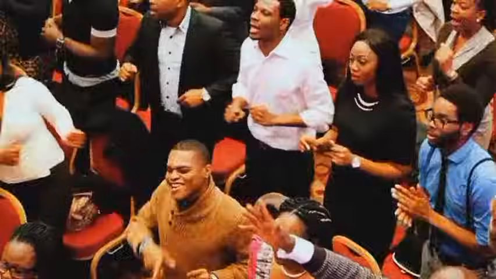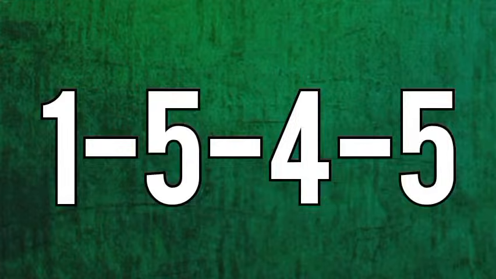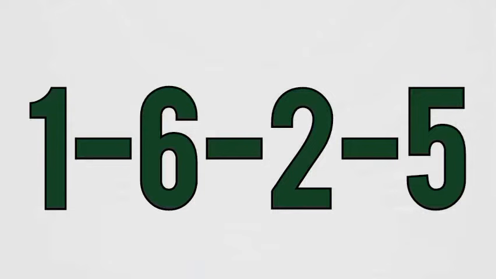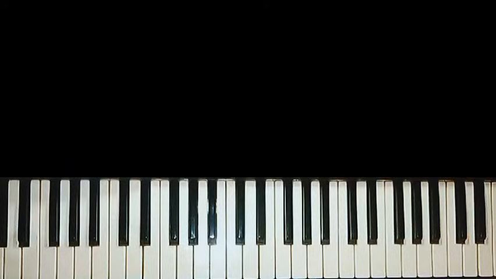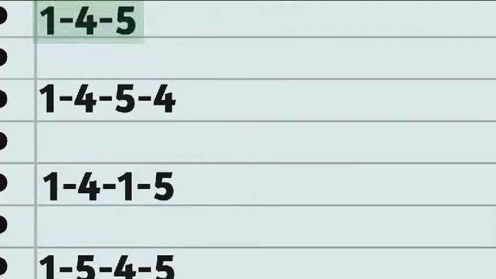songs that utilize them. The 5 common praise progressions we'll be treating in this video are the 145, 1454, 1415, 1545 and the 1625. To each of these progressions, we'll be revealing few examples of songs that utilize each of them. The first praise progression we'll be treating is the 145, also known as the Do Fa Sol.